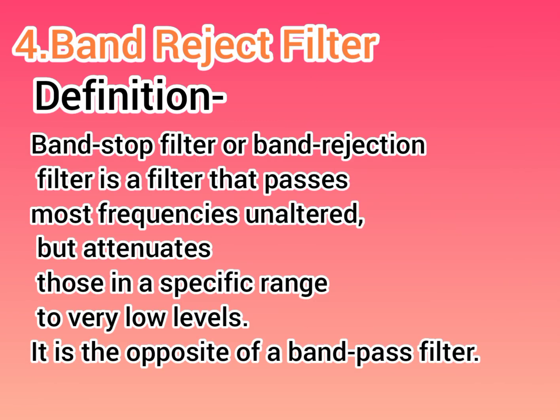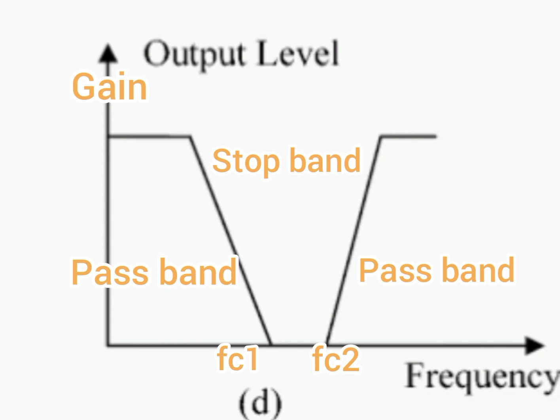Next one is band reject filter. A band reject filter, or stop filter, is a filter that passes most frequencies unaltered but attenuates those in a specific range to very low levels. It is just the opposite of a band pass filter. Let us have a look at a figure. You can see the stop band frequencies are between FC1 and FC2, and the pass band frequencies are below FC1 and after FC2. That's why it is known as a band reject filter. It means it rejects the frequencies between FC1 and FC2.